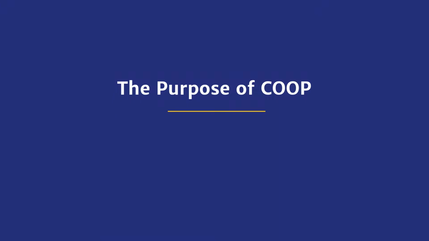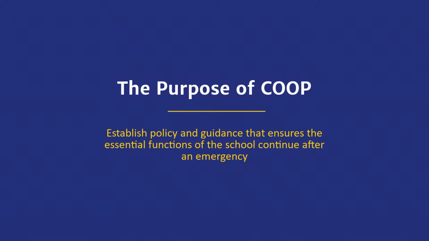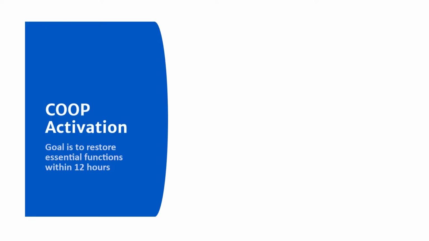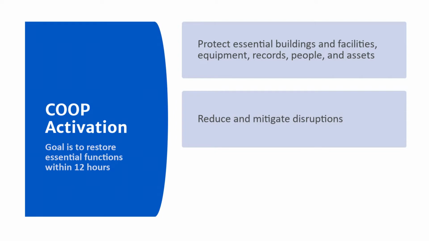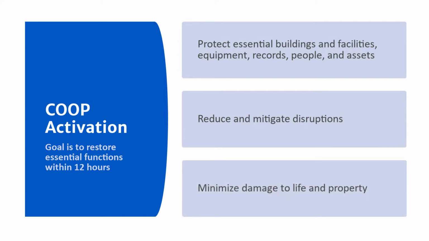The purpose of the COOP is to establish policy and guidance that ensures the essential functions of a school continue after an emergency. The goal of activating a COOP is to restore essential functions within 12 hours of activation and to sustain restored essential functions until fully operational status is achieved. In addition, the activation of a COOP serves to help protect essential buildings and facilities, equipment, records, students, teachers, staff, and assets, reduce or mitigate disruptions, and minimize damage to life and property.